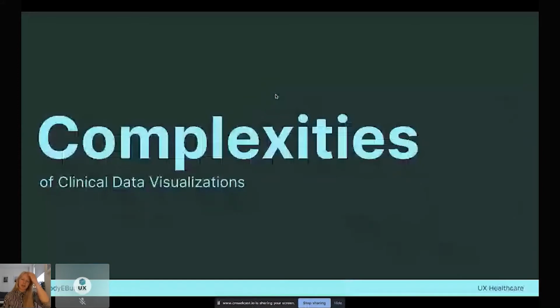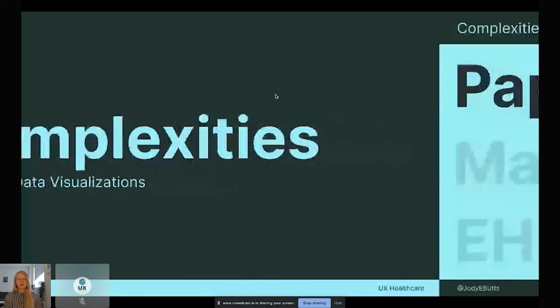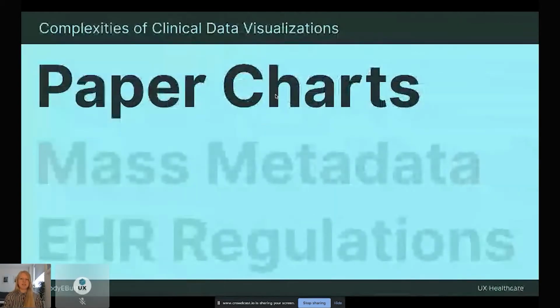So to start, we're going to look at a few of the complexities of clinical data visualizations that separate our industry from other types of more consumer-based data tools. A lot of the examples that we saw at the beginning are usually built for more simple use cases and don't necessarily account for the complexities that we need to consider within the healthcare area. So we'll look at 3 examples, the first being the history of paper charting.